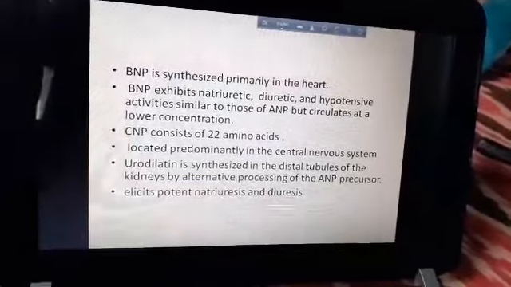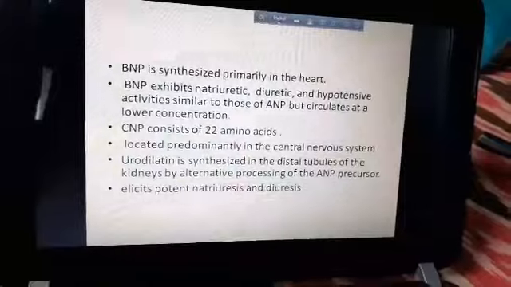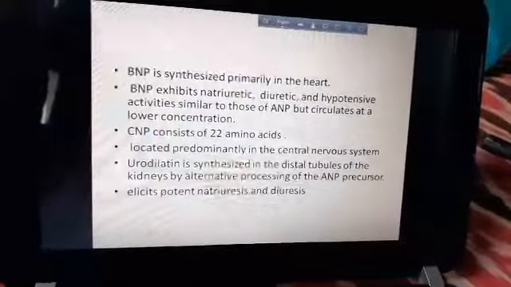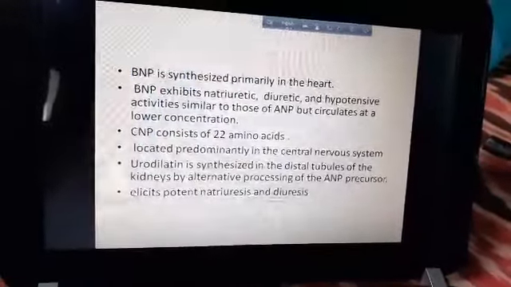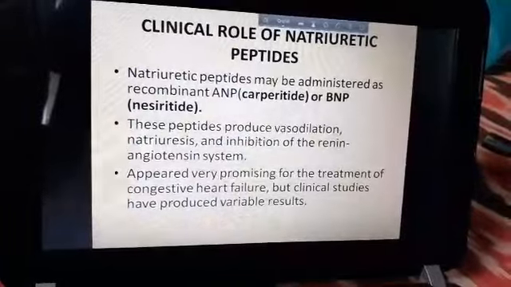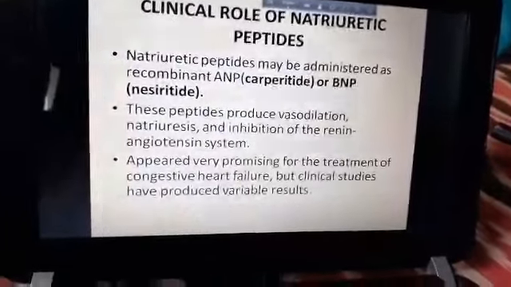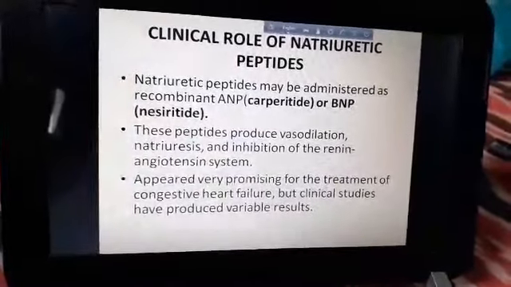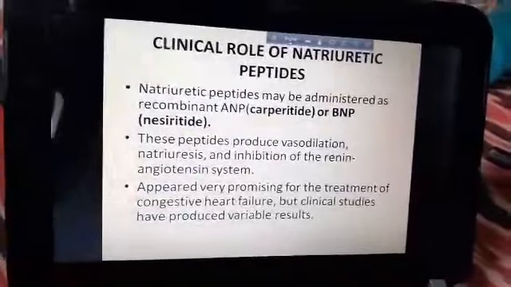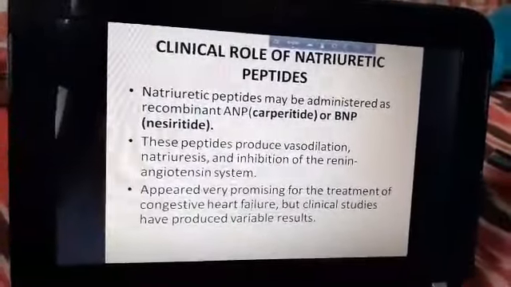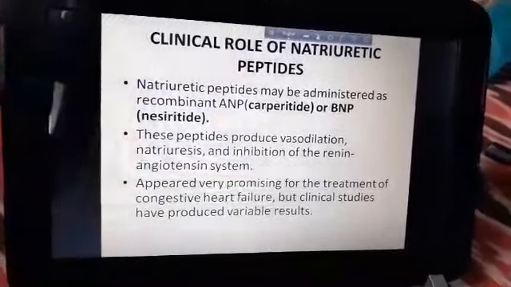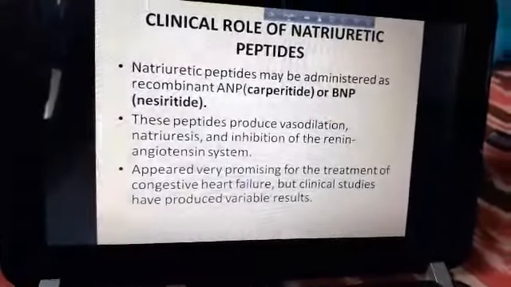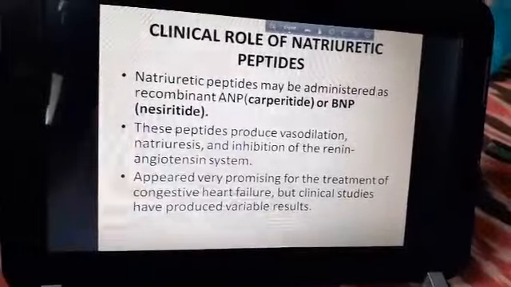BNP is synthesized primarily in the heart, and it exhibits natriuretic, diuretic, and hypotensive activities similar to ANP. CNP consists of 22 amino acids, and CNP is mainly concentrated in the central nervous system. What is the clinical role? Natriuretic peptides may be administered as recombinant ANP or BNP. Recombinant ANP and BNP were synthesized but not popular because they can cause significant hypotension. Nesiritide and carperitide produce vasodilation, natriuresis, and inhibition of the renin-angiotensin system, and appeared very promising for the treatment of congestive heart failure, but clinical studies have produced variable effects.